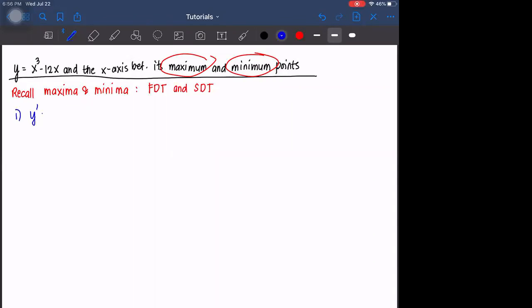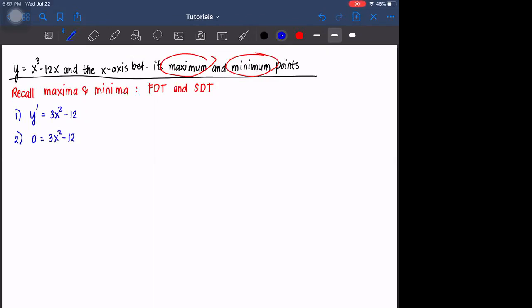So what is y prime here? 3x squared minus 12. What is step number 2? You're excited about the second derivative. What is step number 2? Very good. Equate to 0. 0 equals 3x squared minus 12.